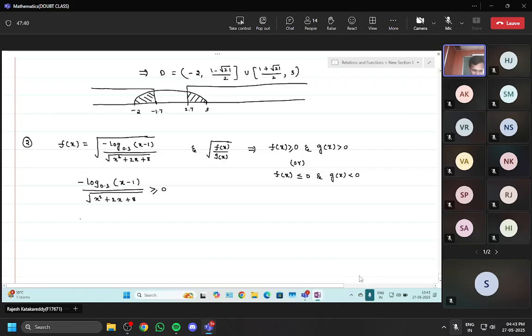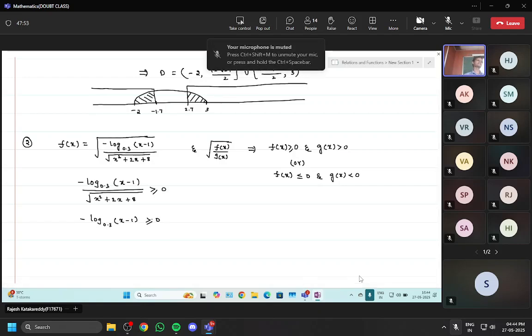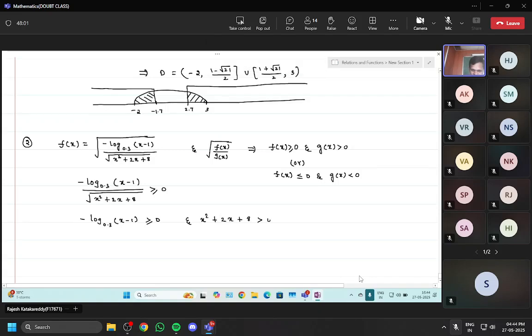From there, I can write that minus 1 into log base 0.3 of x minus 1 should be greater than or equals to 0. Now, one more thing I need to make sure. I have something inside a square root here, that is x square plus 2x plus 8. This should be strictly greater than 0. Equality can't be used because it is in the denominator. Now from here you solve this. You have log base 0.3 of x minus 1 less than or equals to 0, right?